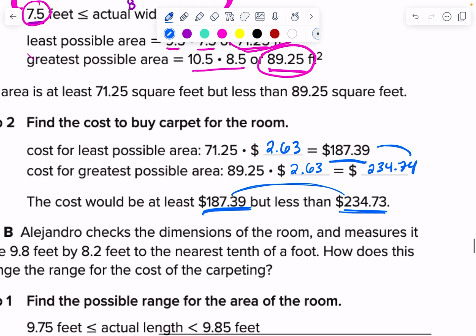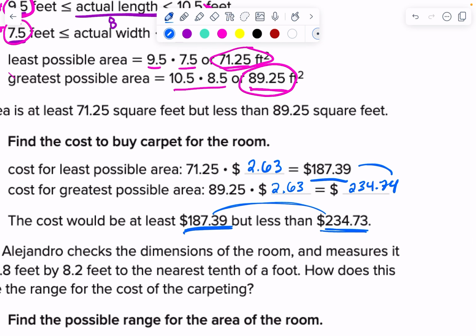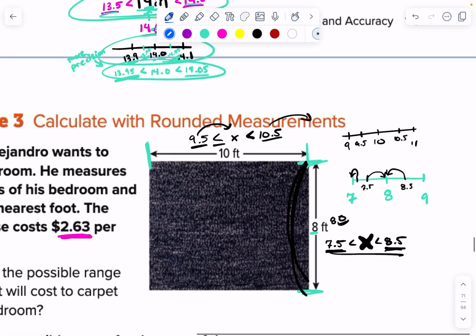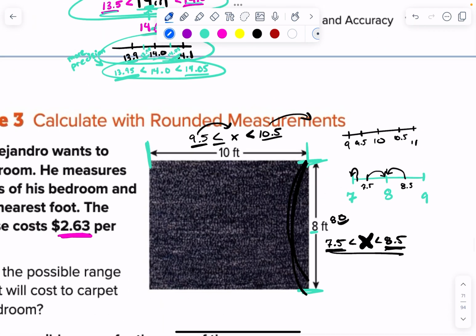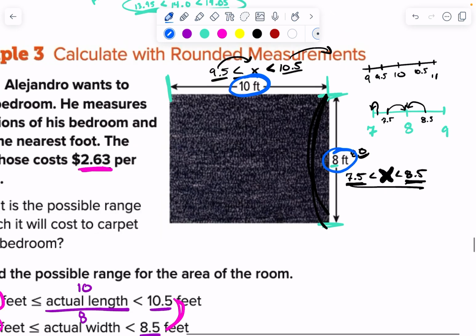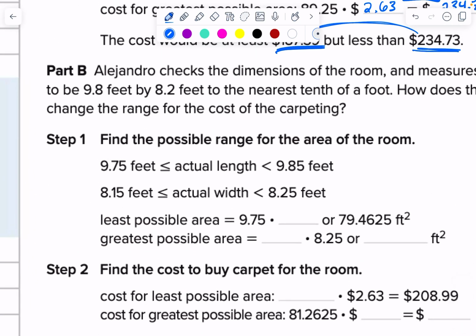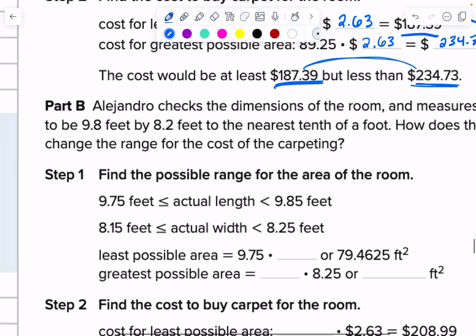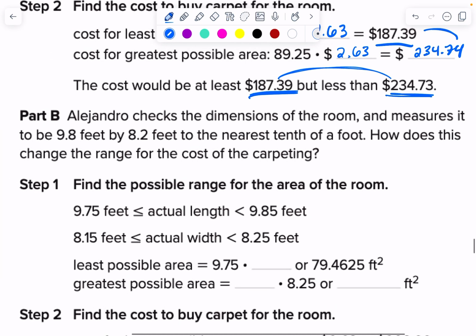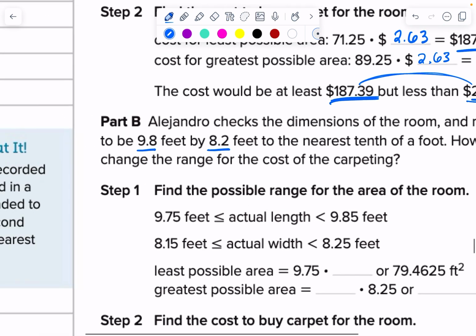Well, if I want to know more precisely what the measurement is, or what the cost is actually going to be, I'm not going to measure to the nearest foot. I'm going to measure to the nearest, like, 0.1 feet or the nearest couple inches, right? So what they've done here instead is they've said, okay, he checks the dimensions of the room and measures it to be 9.8 by 8.2.